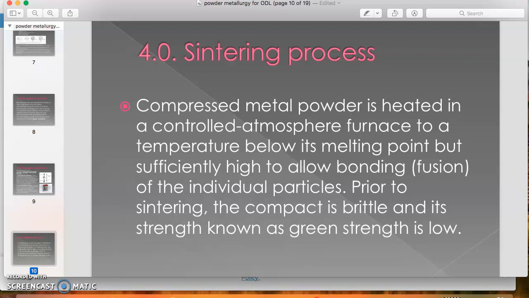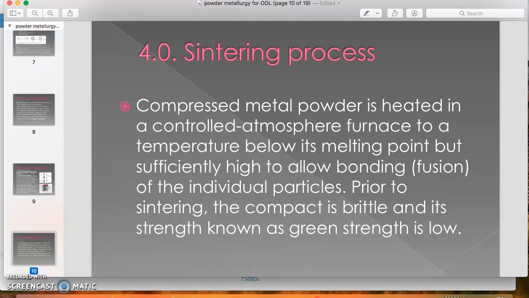This is part 2. We continue on the process of powder metallurgy. Before this, we have discussed the powder production, mixing, and compaction. So we continue, and the fourth process is the sintering process.